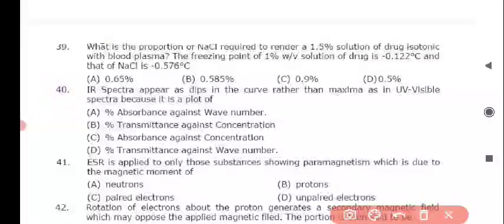Next question is, what is the proportion of NaCl required to render a 1.5% solution of drug isotonic with blood plasma? The freezing point of 1% weight by volume solution of drug is minus 0.122 degrees Celsius, and that of NaCl is minus 0.576 degrees Celsius. And the correct answer for this question is option C, 0.9%.